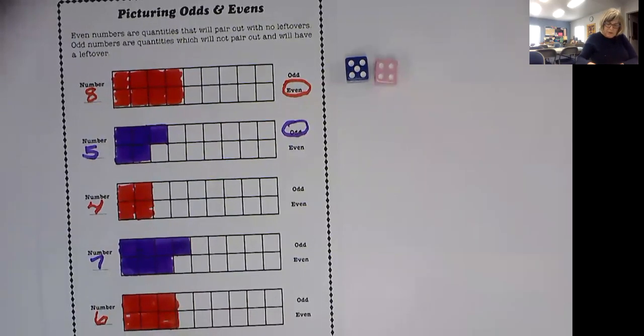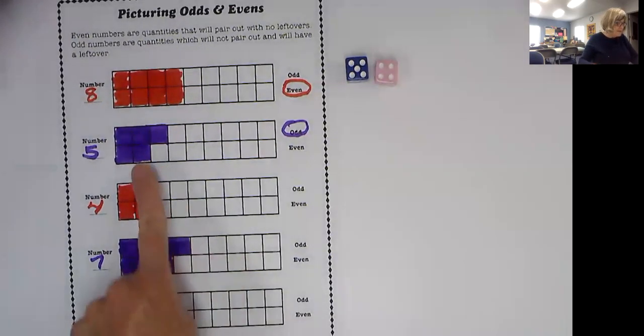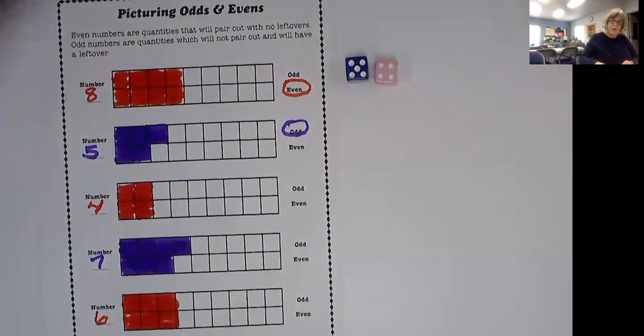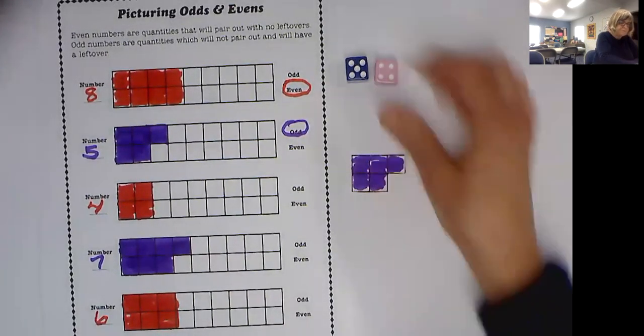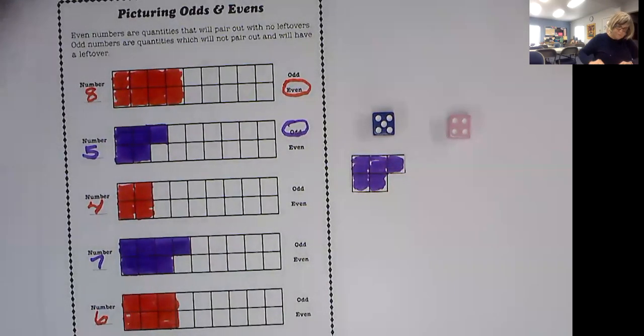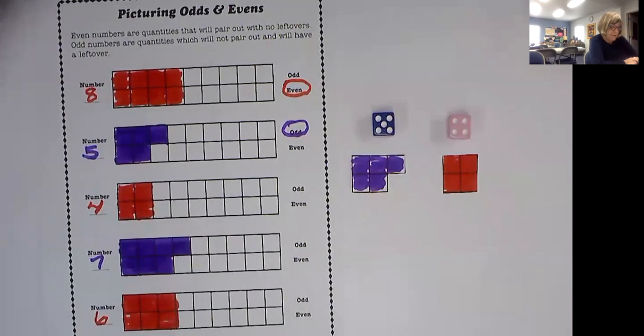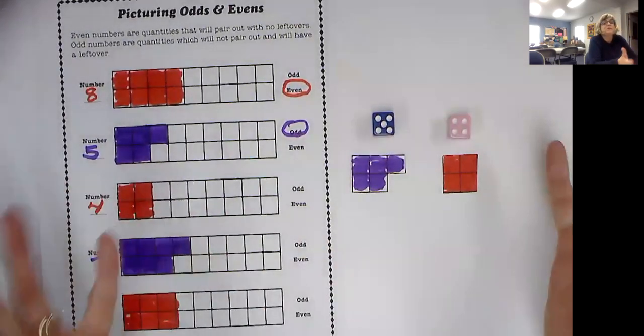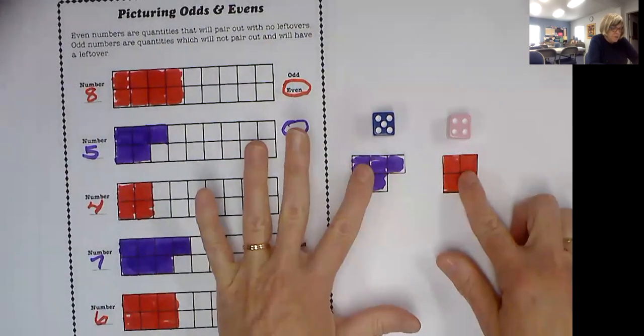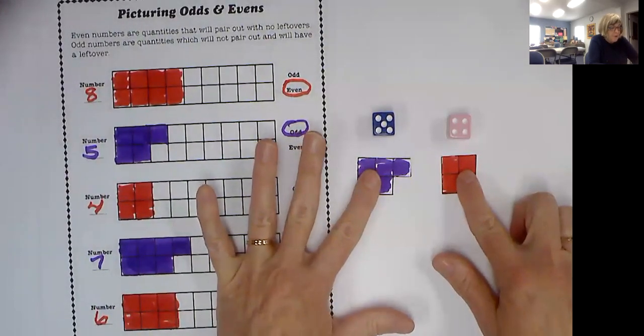If I look at this, oh, that's right, I made a picture of 5 and I made a picture of 4. Now, what it means here is we're going to add those two together. Adding means we're going to put them together. So I want to know whether my sum is even or odd.